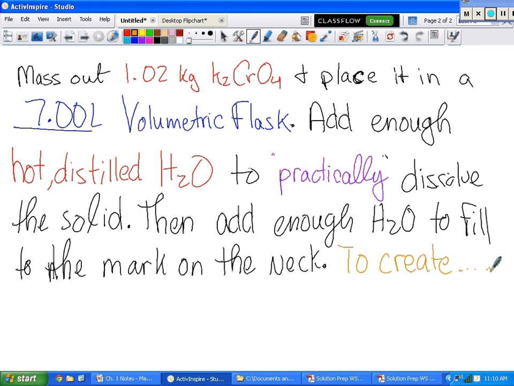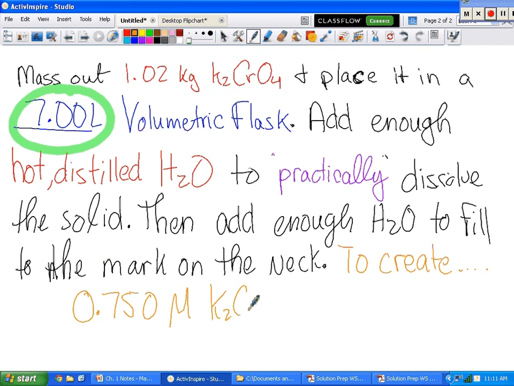Okay. Now, I do want to ask you about that. Do you have to include this in the end? You don't have to. It might be helpful, but really, because you are in a volumetric of 7 liters, we know we're creating that much. So you're creating what concentration? Is it 0.75? 0.750 molar K2CrO4 solution. Yes, ma'am. I know it's not a sentence.